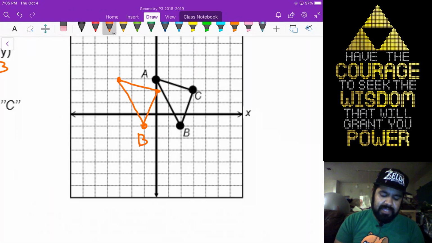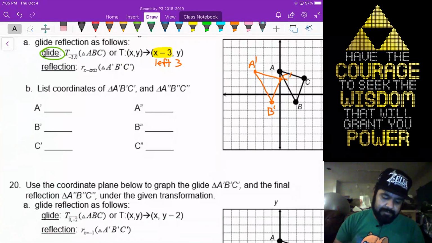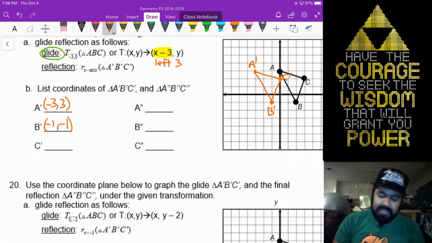So there's my B, there's my C, and to be correct, B prime, C prime, and A prime. Before I get too far ahead of myself, let's write these coordinates in. That's going to be -3, +3. That is -1, -1. And then lastly, C is 0, 2.